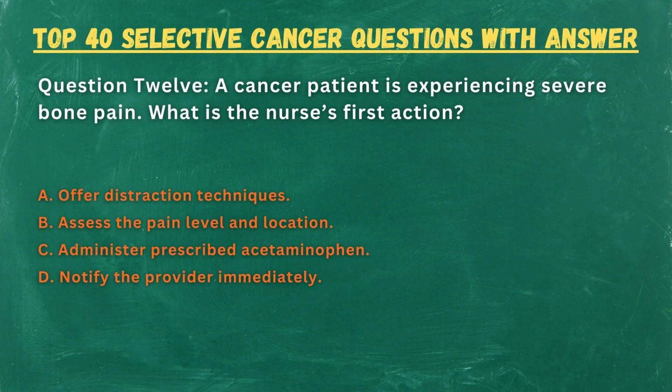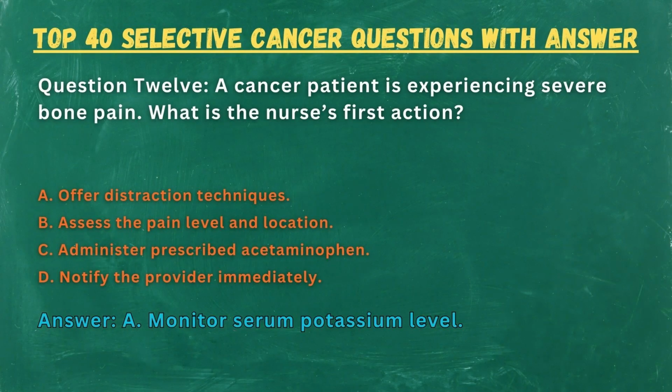Question 12. A cancer patient is experiencing severe bone pain. What is the nurse's first action? A. Offer distraction techniques. B. Assess the pain level and location. C. Administer prescribed acetaminophen. D. Notify the provider immediately. Answer: B. Assess the pain level and location.